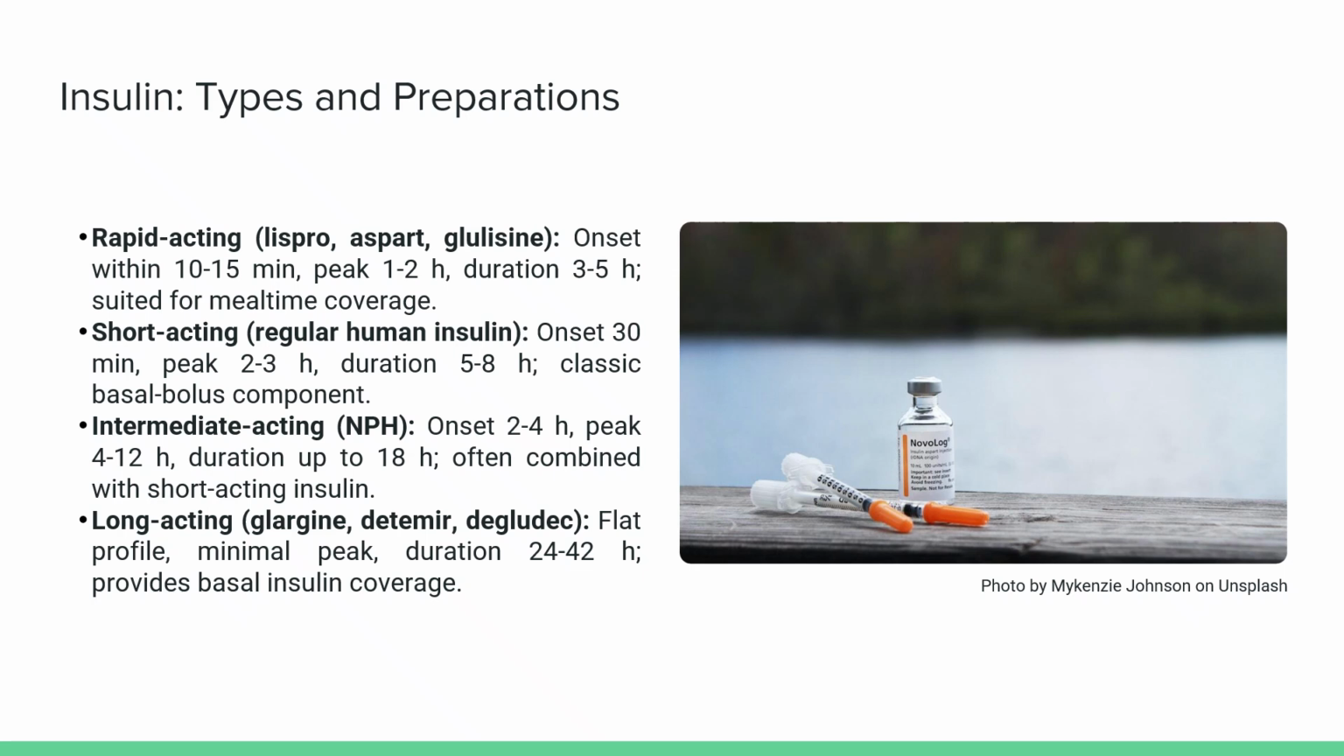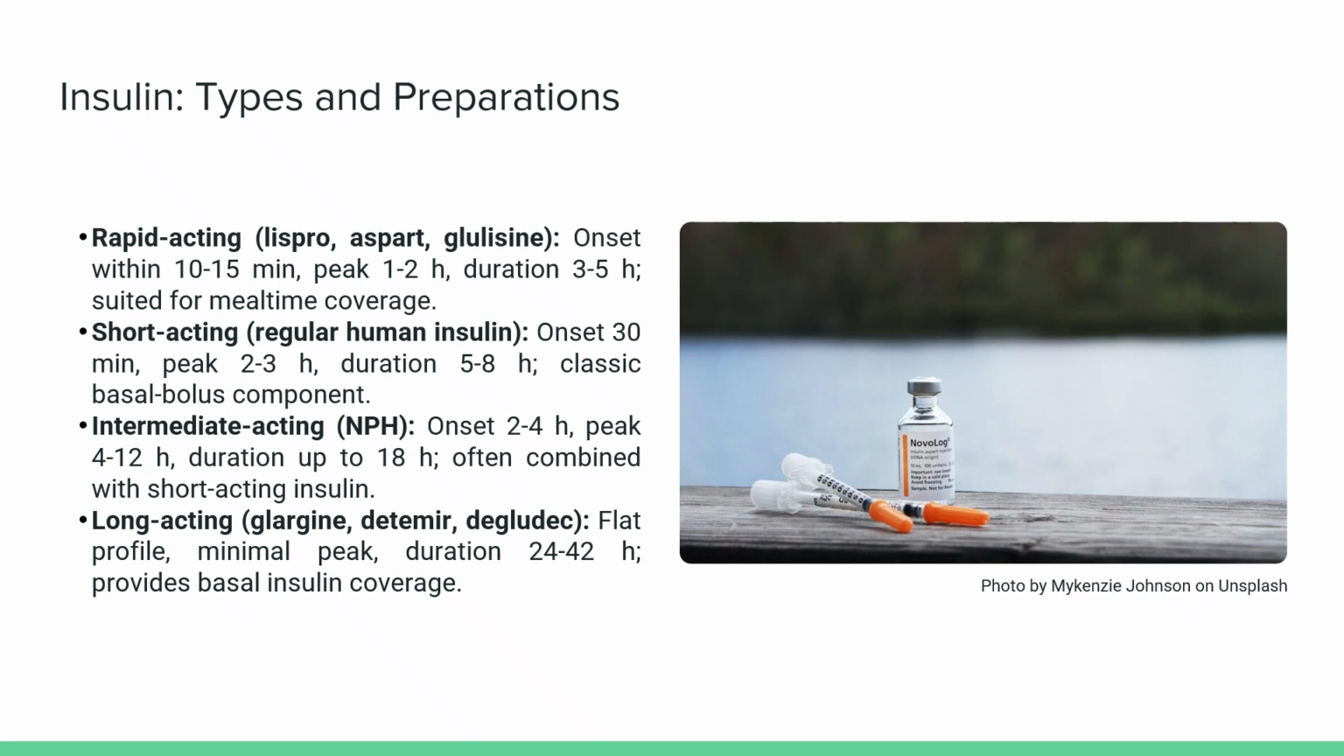Then the next classification, which is known as intermediate acting or NPH, where NPH is the neutral protamine hagedorn. Its onset is 2 to 4 hours and the peak is 4 to 12 hours, duration up to 18 hours, often combined with short acting insulin.